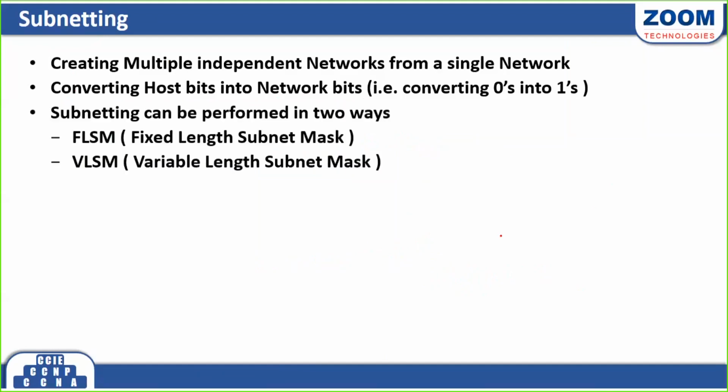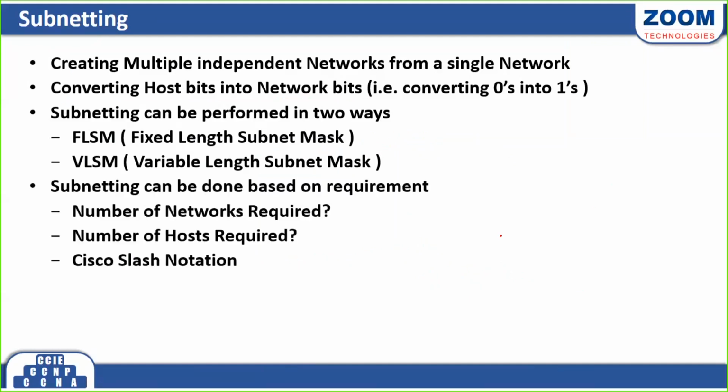Subnetting can be performed in 2 ways: fixed length subnet mask and variable length subnet mask, FLSM and VLSM. Subnetting can be done based on requirement. This is a very important point. Entire subnetting is done based on requirements: number of networks required, number of hosts required, and the slash notation required.